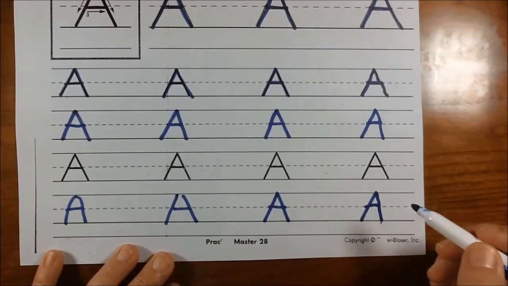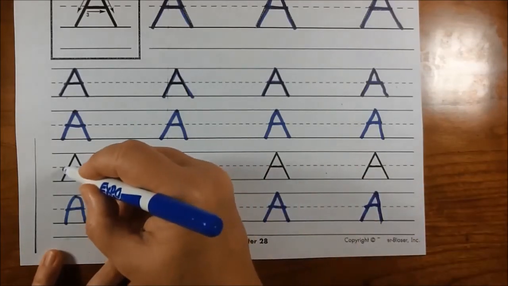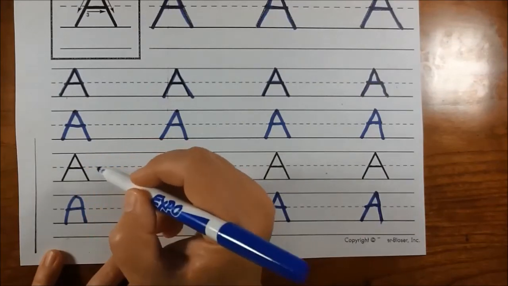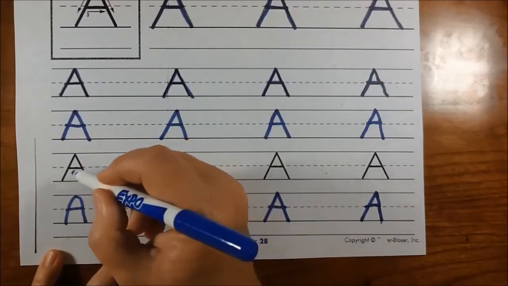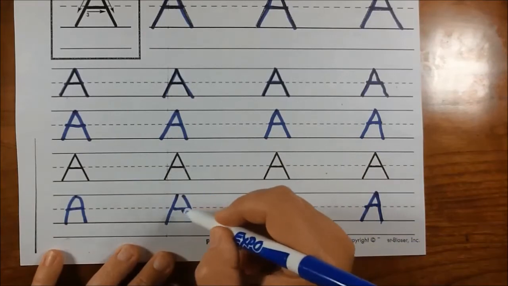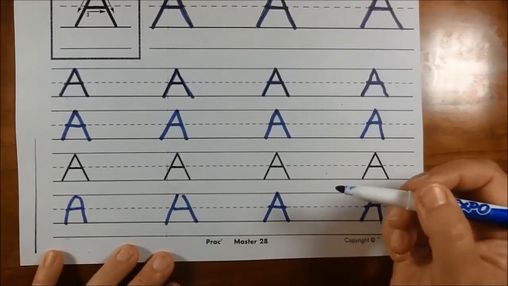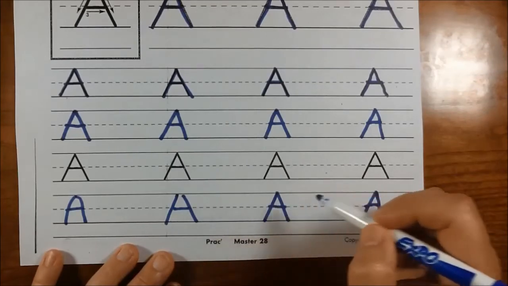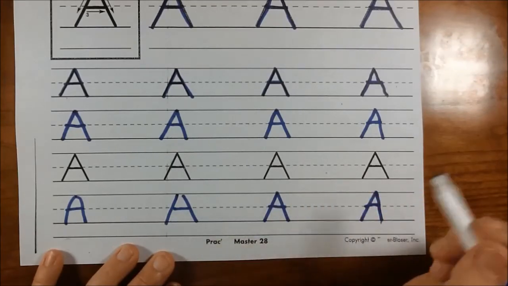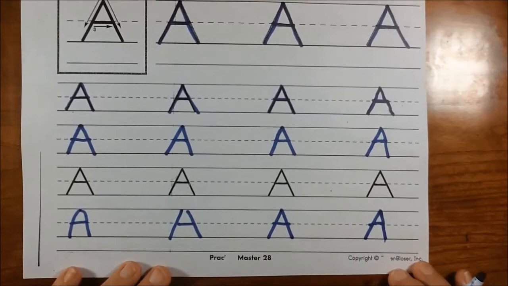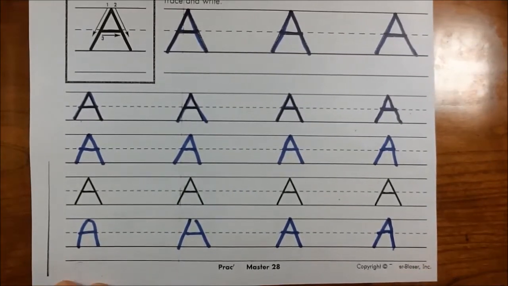Most times you're going to start from the left and go to the right, not from the right and go to the left. So you want to pull across. Pull across. And if you are using your left hand, you're going to have to push it across. So this is how you make the uppercase A.